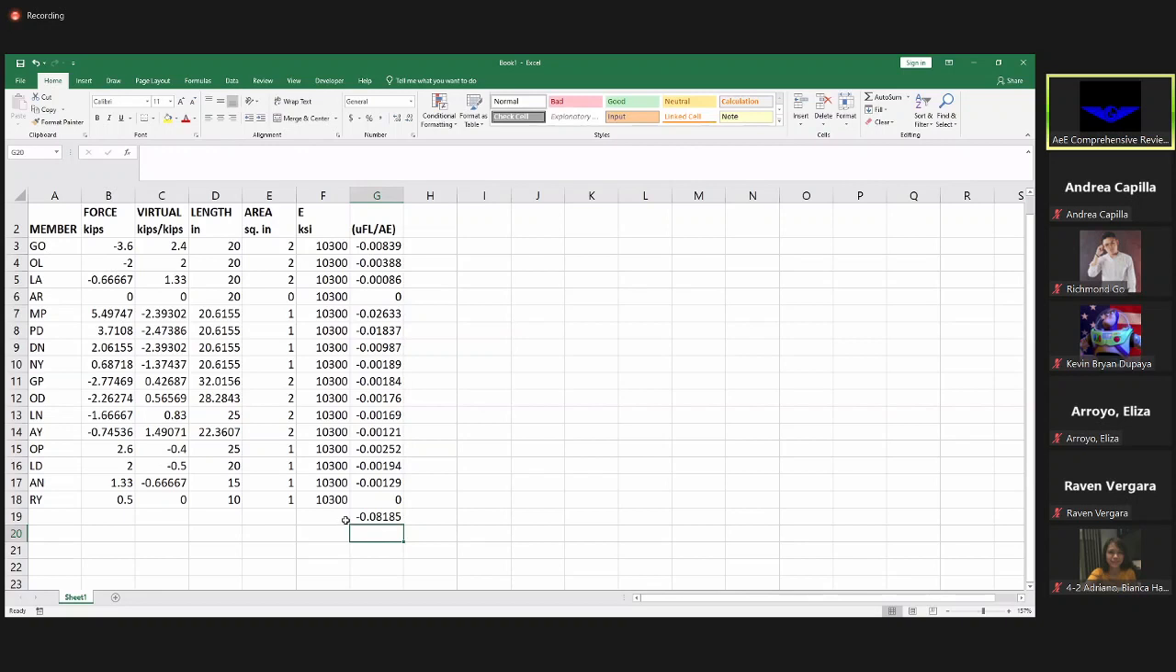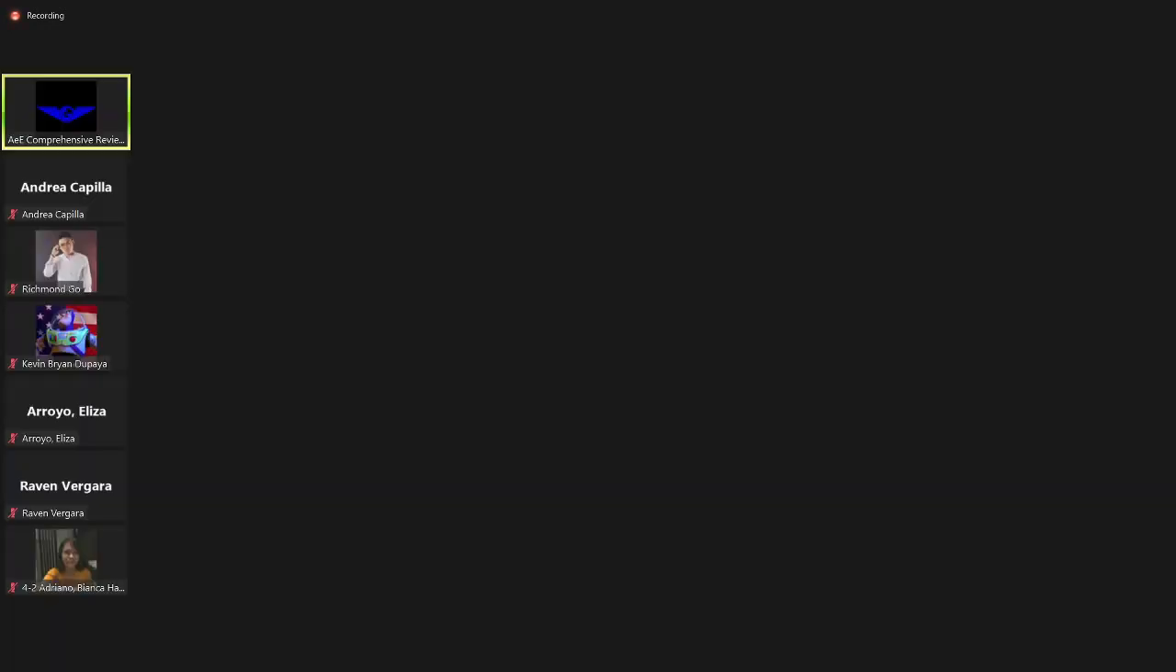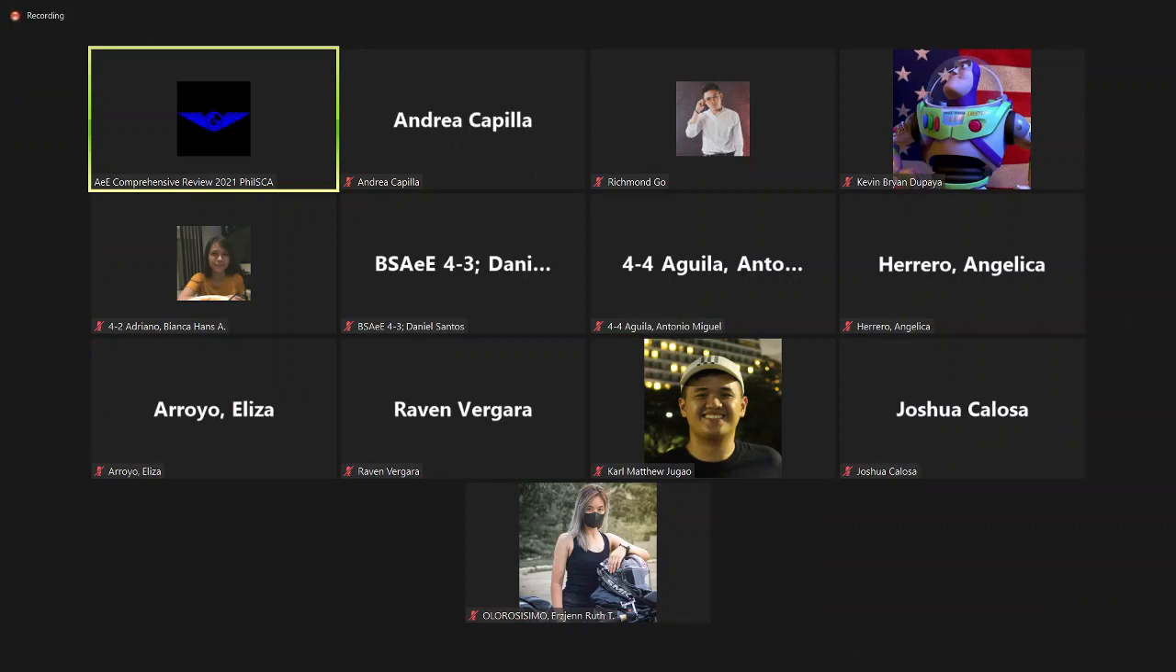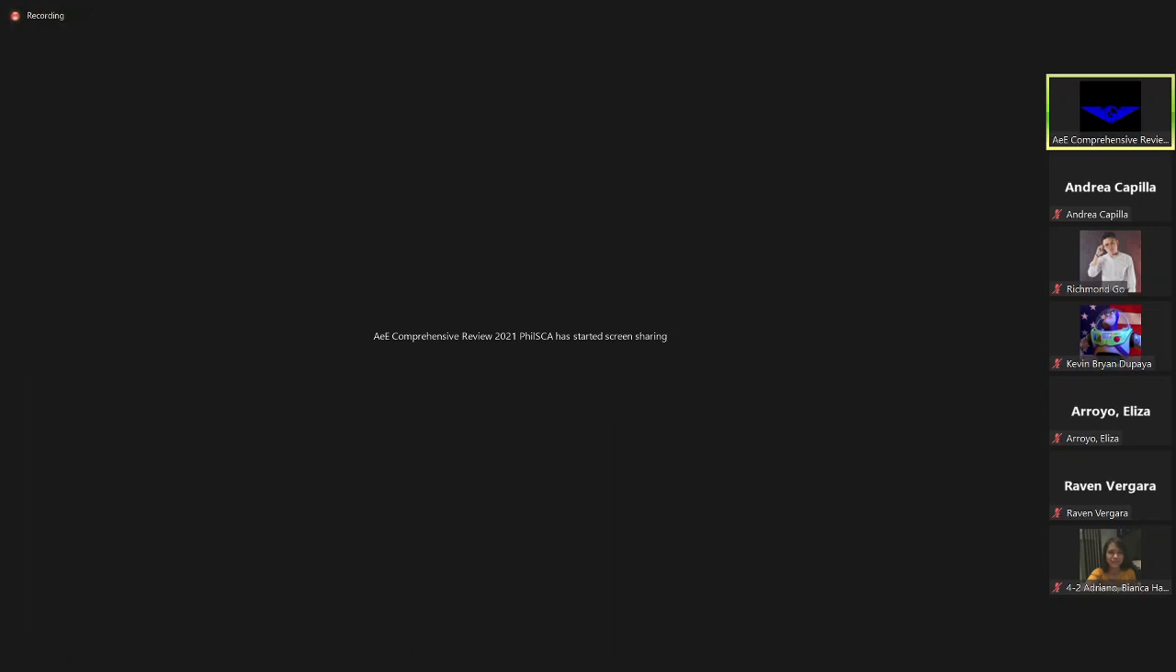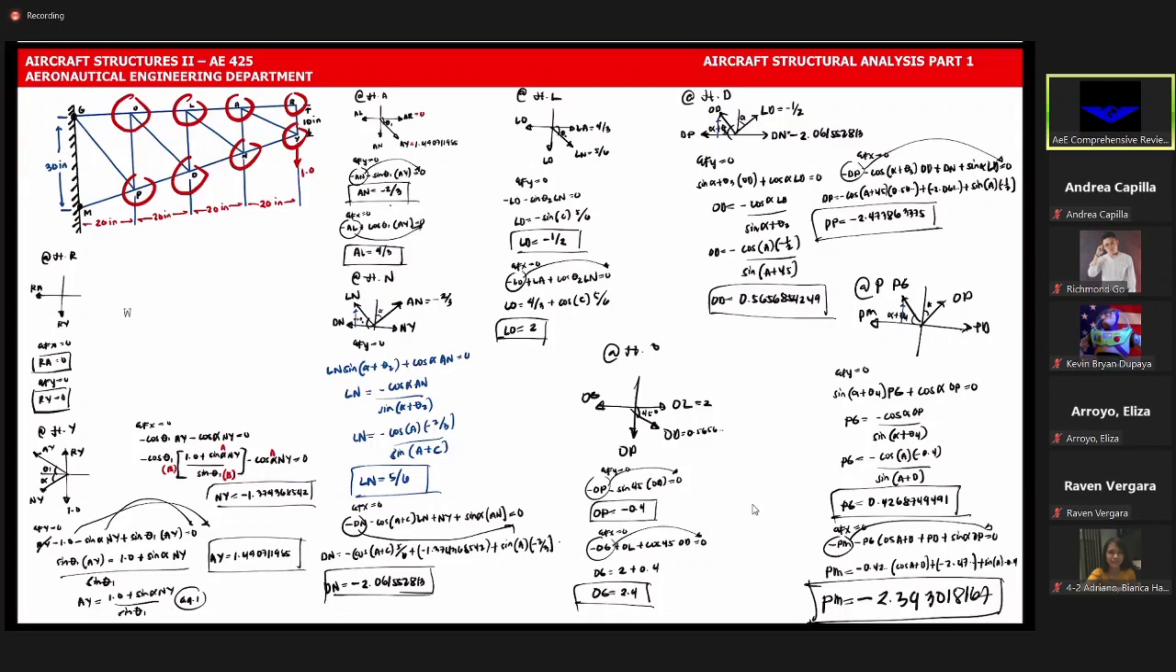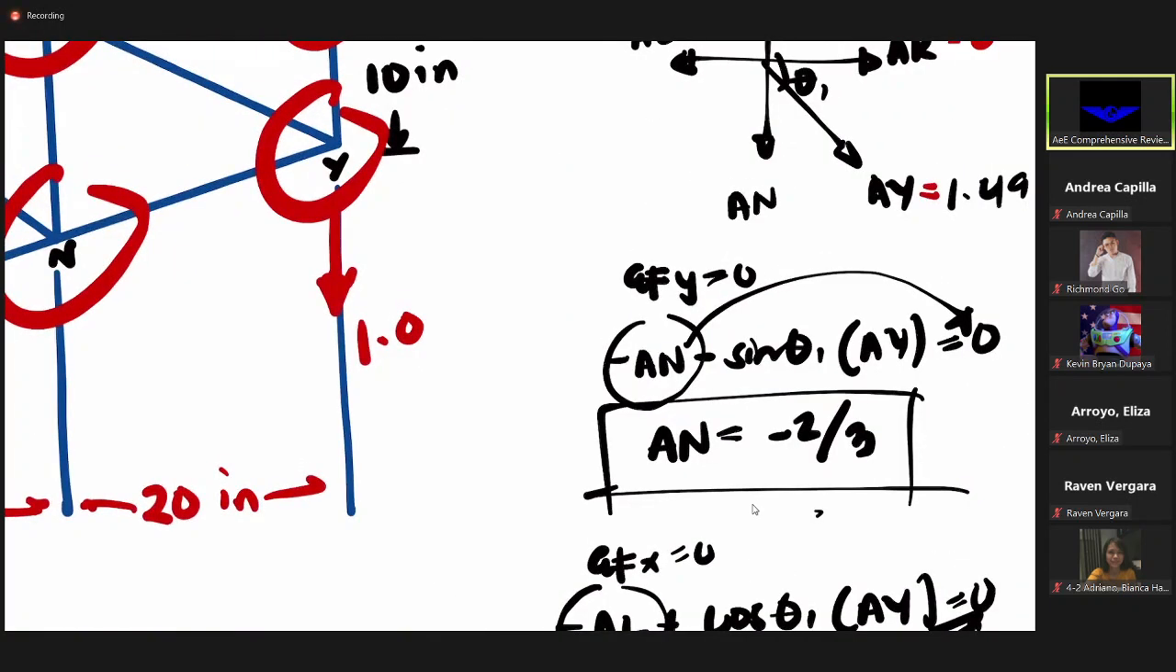So, bakit negative? Dahil kanina, yung arrow natin, okay, stop sharing ko. Share ko yung sa iPad. Okay, so kanina, di ba, 1.0 downward. Nag-negative yun kasi mali yung assume natin na downward. Dapat yung assume natin is going upward. So kung upward to, magiging positive yung correct na sagot. So yun lang implication kung bakit nag-negative yung sagot natin. Dapat lang na upward yung assume natin na deflection, hindi downward.